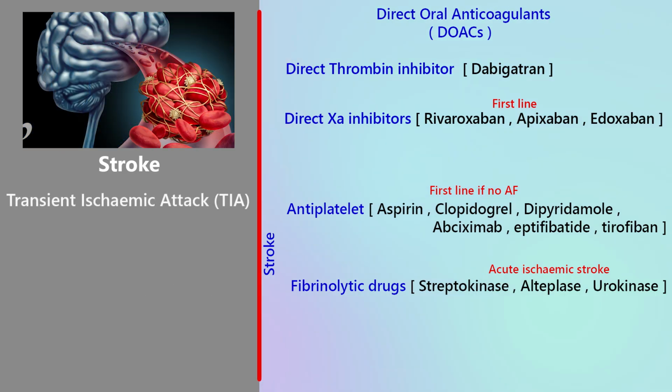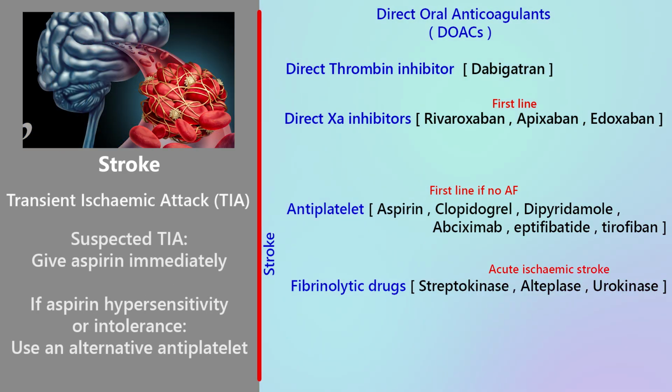Transient ischemic attack, TIA. Think of TIA as a warning shot. Symptoms appear, then resolve, but the risk of a full stroke is high. So if you suspect a TIA, do not wait for confirmation. Give aspirin immediately. If the patient is allergic or intolerant to aspirin, use an alternative antiplatelet.